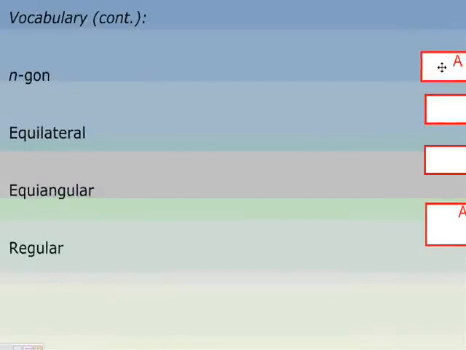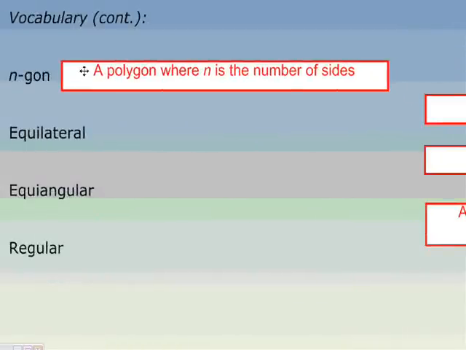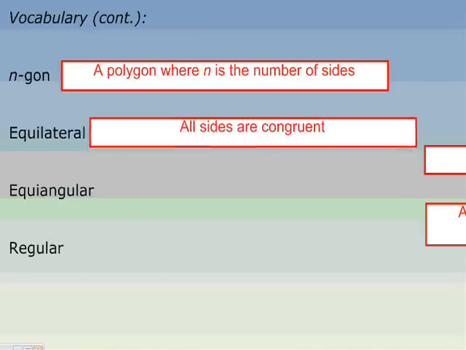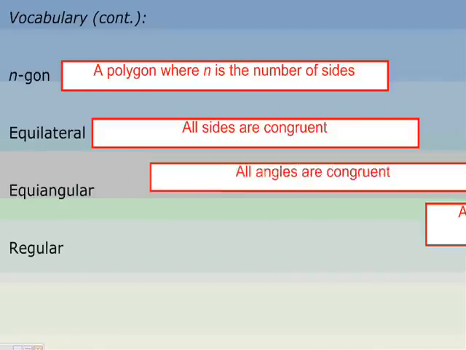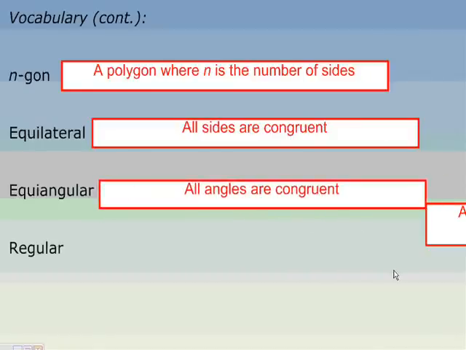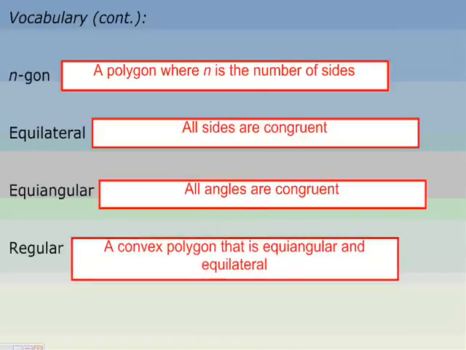More definitions. We have n-gon, which is simply a polygon where n is the number of sides. We have specific names for polygons up through about 12, and then beyond that we'll start calling it a 13-gon or a 478-gon. Equilateral polygons are polygons in which all sides are congruent. Equiangular polygons are polygons in which all angles are congruent. And then regular polygons are convex polygons that are equiangular and equilateral.